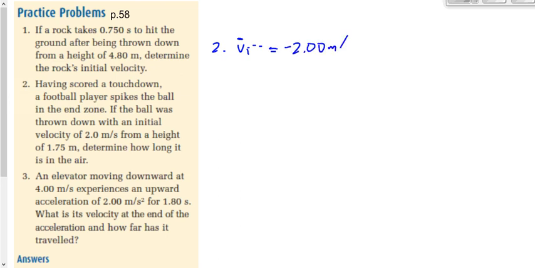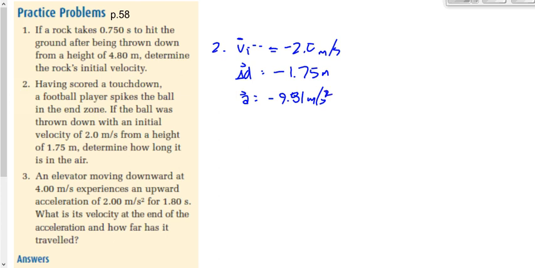2.00 meters per second, or just -2, I should say, meters per second, from a height of 1.75 meters. Well, the height is 1.75 meters, but how far does the ball move? 1.75 meters downward. So we're going to make the displacement 1.75 negative as well. We know that A is -9.81 because the only thing influencing this is gravity.